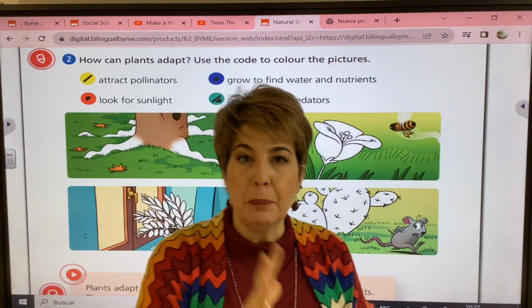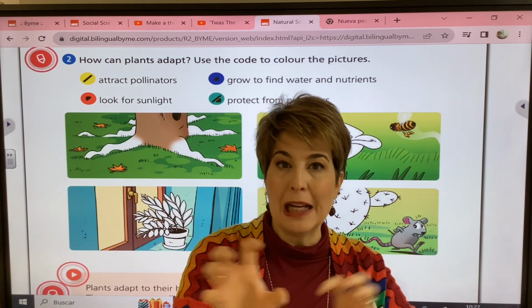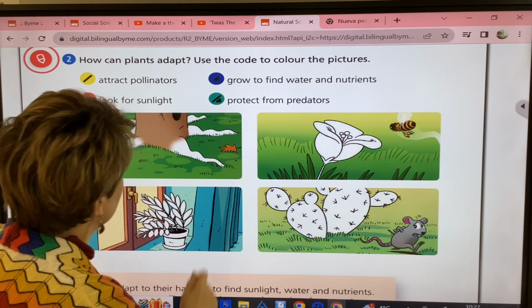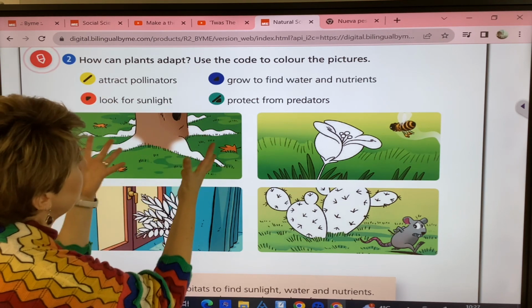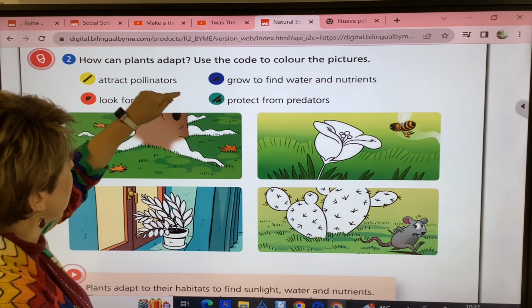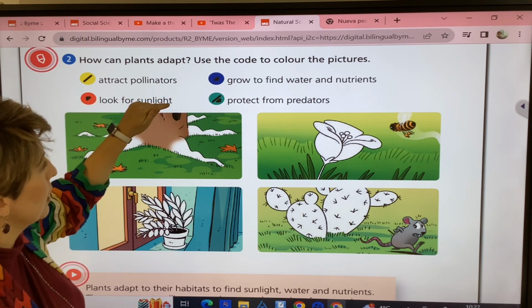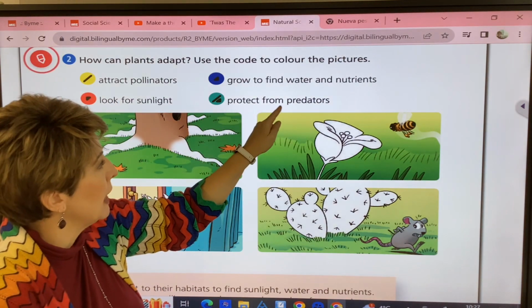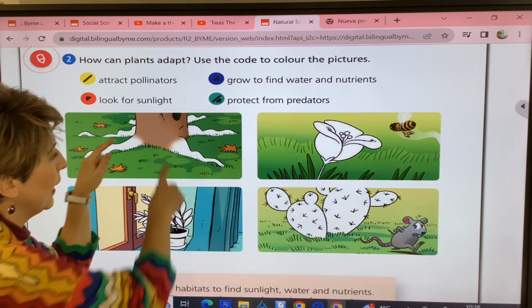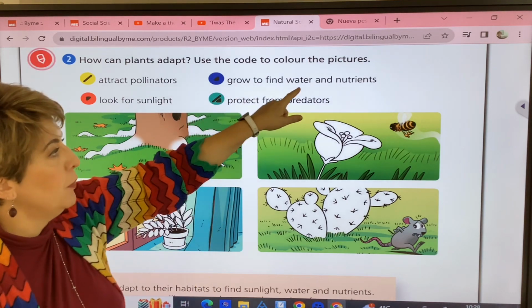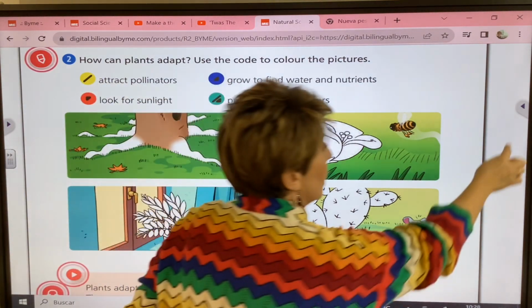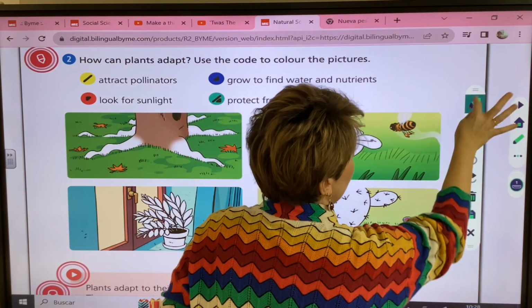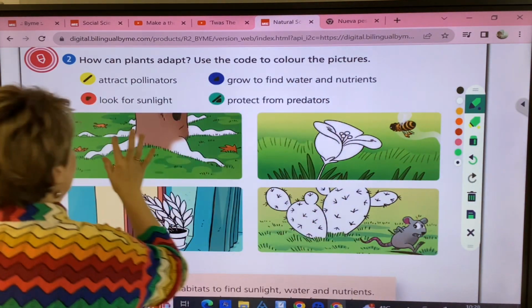Okay, let's see different parts of the plant that help the plant adapt. If we look at this part of the plant, what is this plant doing? Is it attracting pollinators? Is it looking for sunlight? Is it growing to find water and nutrients, or is it protecting from predators? Okay, the roots grow to find water and nutrients. So we will color that blue, okay? But we will do this in the classroom. This is just for you to know.